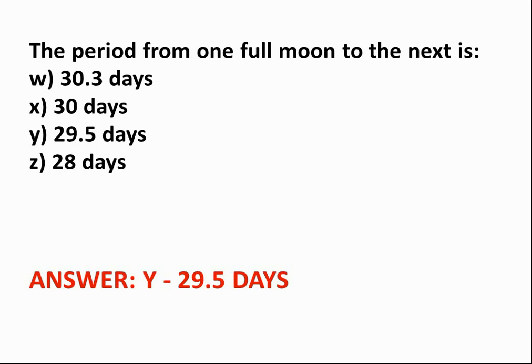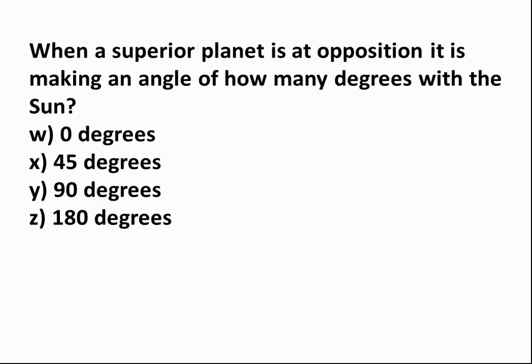Answer: Y. 29.5 days. When a superior planet is at opposition, it is making an angle of how many degrees with the Sun? W. 0 degrees. X. 45 degrees. Y. 90 degrees. Z. 180 degrees.